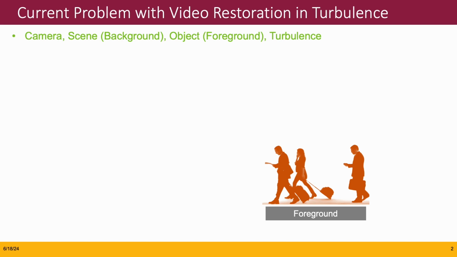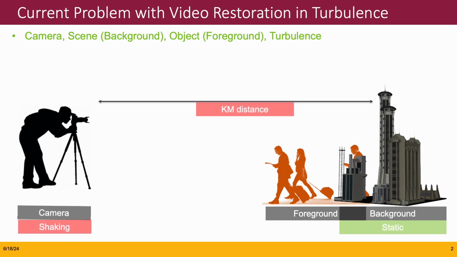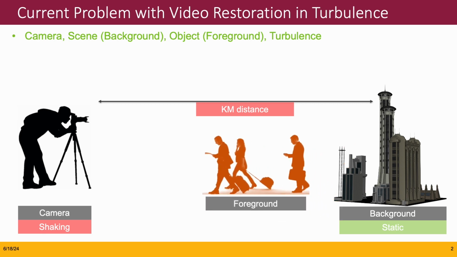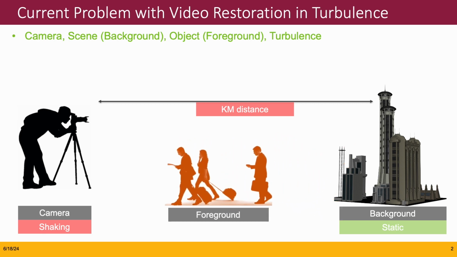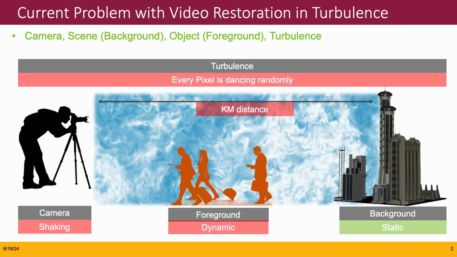Let's talk about current challenges of video restoration in turbulence. When shooting a foreground with a static background at a distance of kilometers by a camera which is shaking, it adds some motion to the video. Also, the foreground motion adds a second set of video motion. Because we are shooting long range in turbulence, each pixel is dancing randomly. It adds a third set of motion. So jointly, it becomes very hard to restore the video in turbulence.